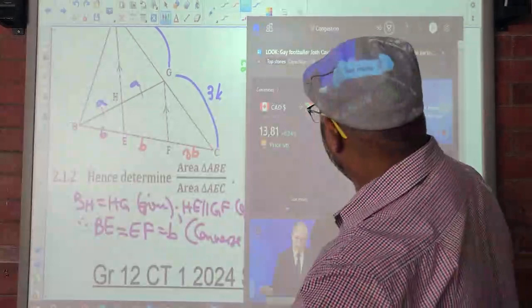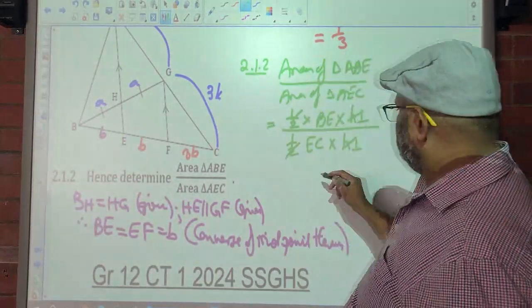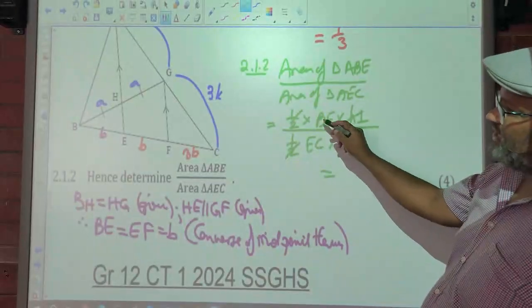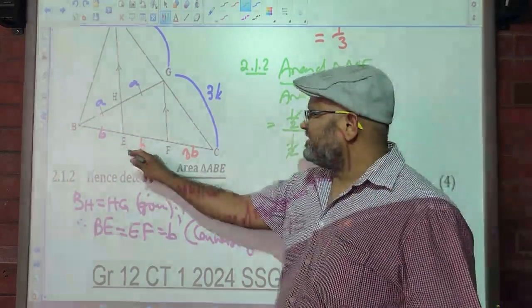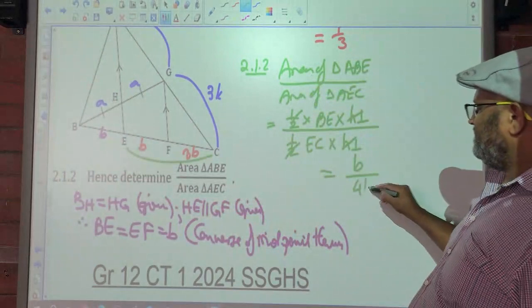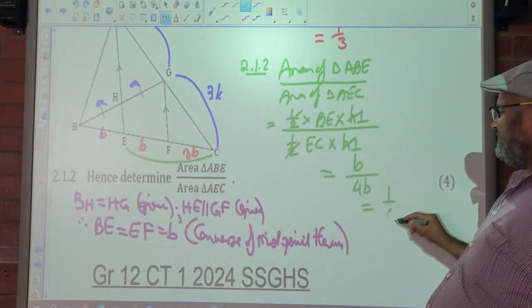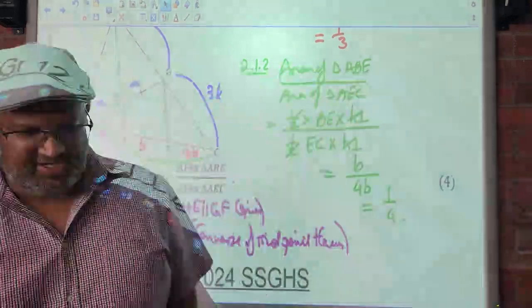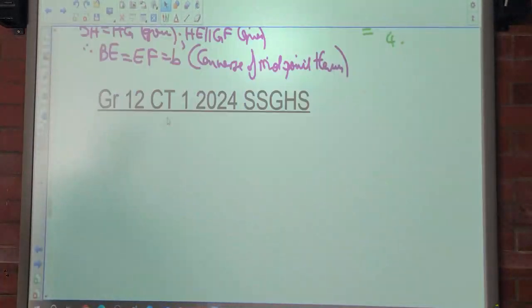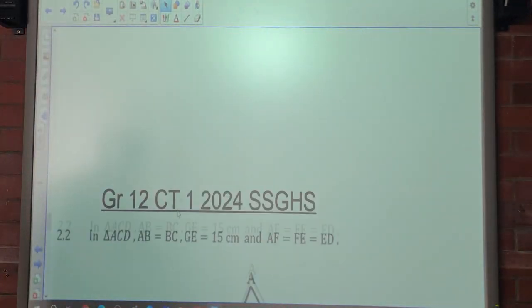So take them away. So BE, what is BE? BE over EC. And what is EC? 4B, which is the same as a quarter, 1/4. Right, you guys understand? Okay, that's how easy that was. Let's go to the next question.